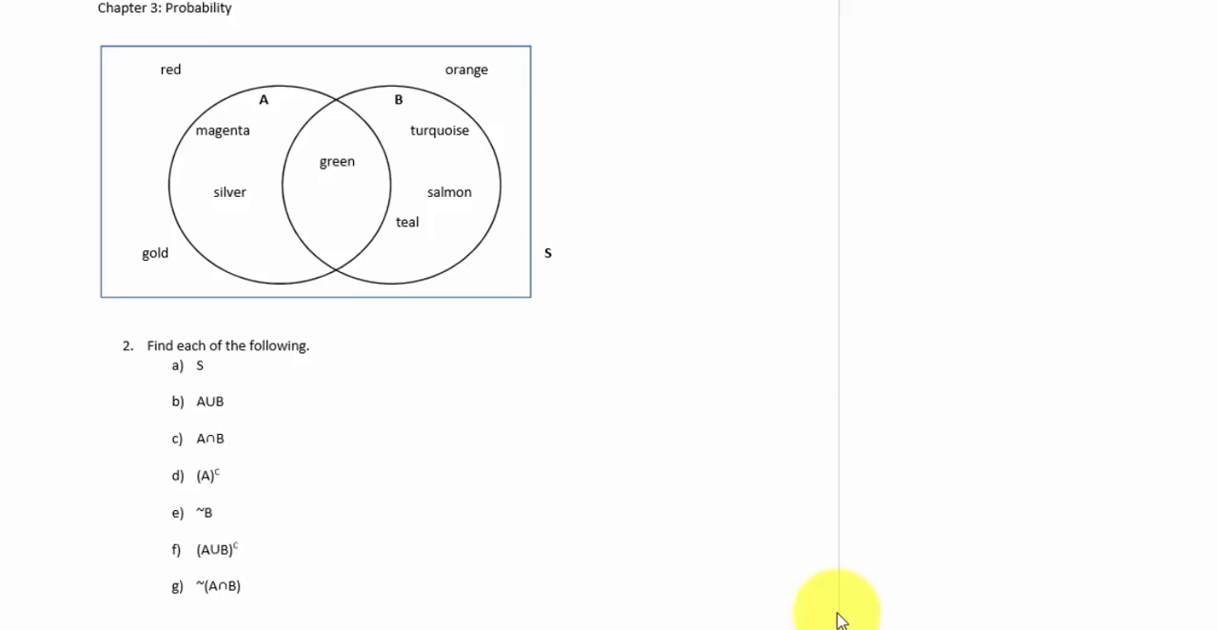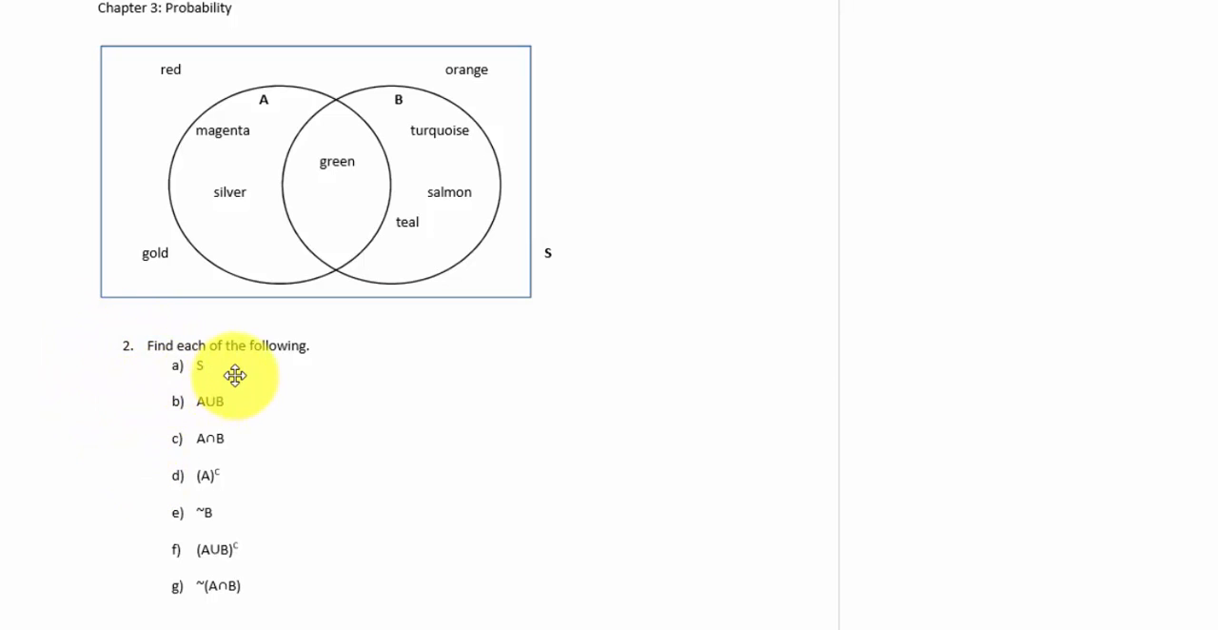In our next example of using complements, we're given a Venn diagram already of event A and event B. And you can see there are various colors here written in our sample space. So the colors that are involved with event A are magenta, silver, and green. The colors for event B are green, turquoise, salmon, and teal. And you'll notice that 3 colors, red, gold, and orange, are not in either event. So what we want to do with this Venn diagram is to find each of the following.